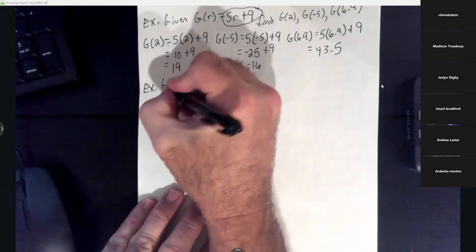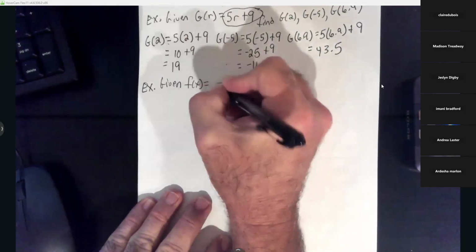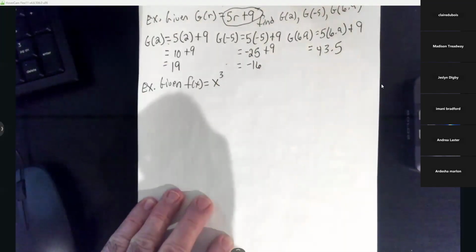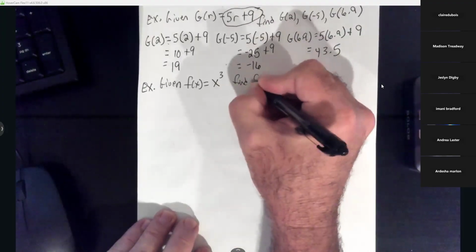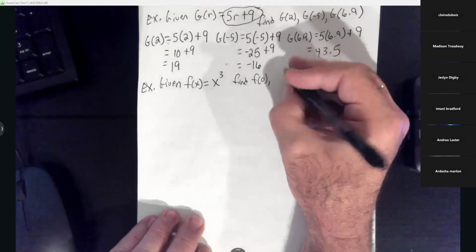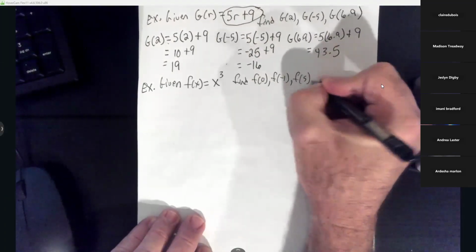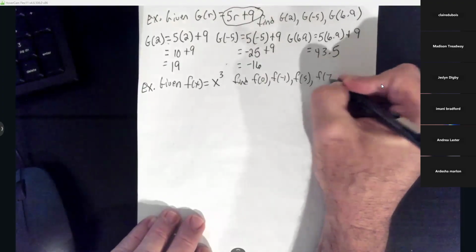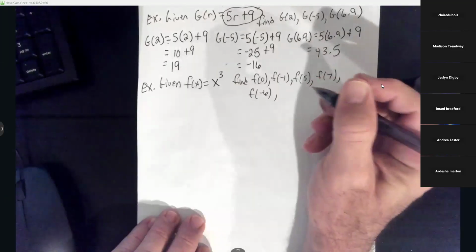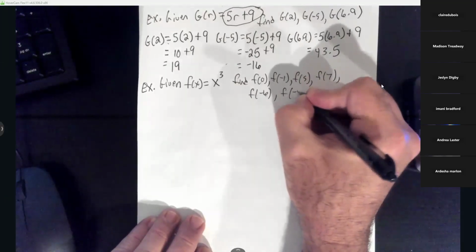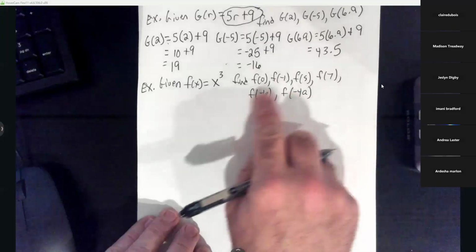All right, also try this one. Given f of x equals x cubed. So there's 6 of these. We're going to find f of 0, f of negative 1, f of 5, f of 7, f of negative 6, and then f of negative 4a. All right, so we got 1, 2, 3, 4, 6 of these.